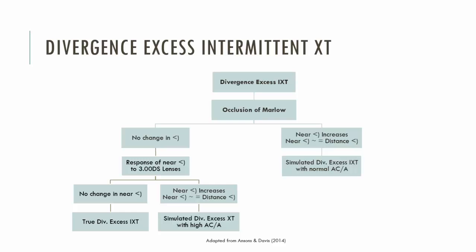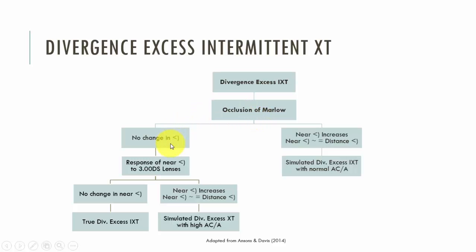Okay, here is a flowchart from Ansons and Davis which summarises this discussion around the occlusion of Marlowe and what to expect. What we see here is that if the cover test is suggesting a divergence excess intermittent exotropia, we perform the occlusion of Marlowe, and one of two things is going to happen.